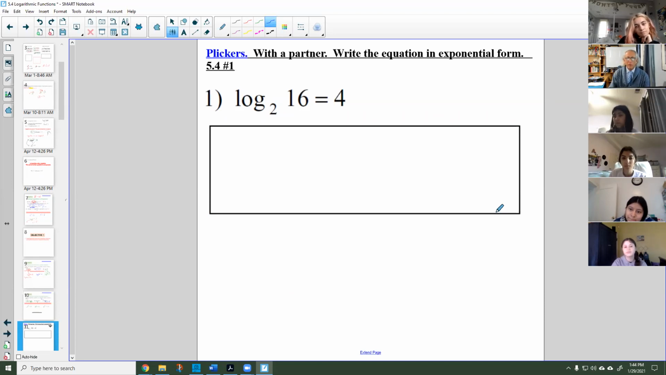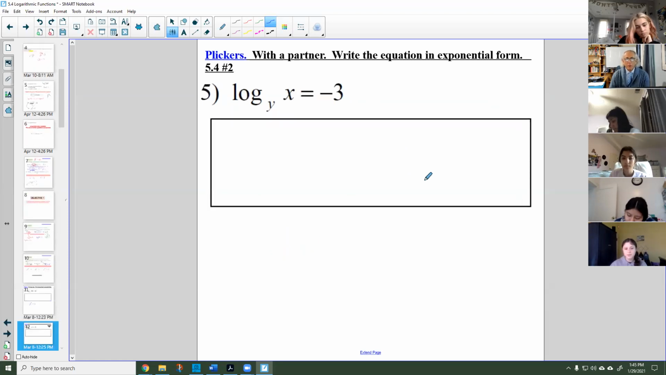Sophie, you got an answer for this one? Yes. 2 is the base, 4 is the exponent, and that's equal to 16. And indeed, 2 to the fourth is equal to 16, isn't it? Yeah, I think so. 4 times 4, 16. Good. Okay. How about this one here?